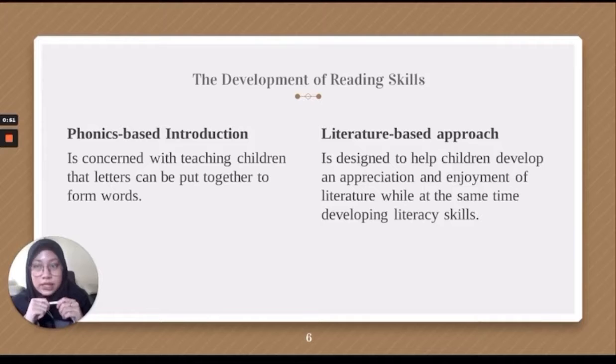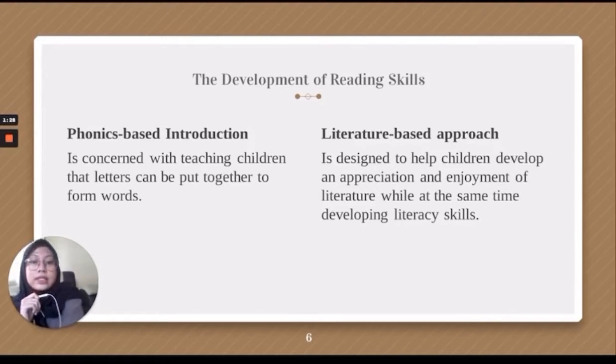Phonics-based introduction is concerned with teaching children that letters can be put together to form words. The primary focus of phonics instruction is to help beginning readers understand how letters are linked to sounds, to form letter-sound correspondence and spelling patterns, and to help them learn how to apply this knowledge in their reading. Phonics-based introduction is intended to help children see the correspondence between the letter and sounds.